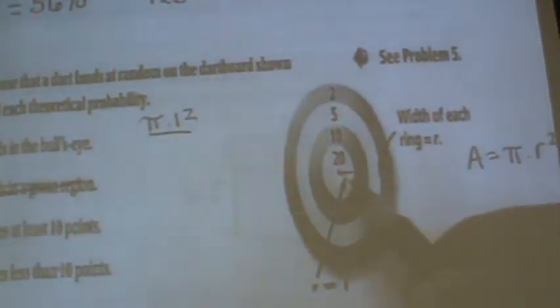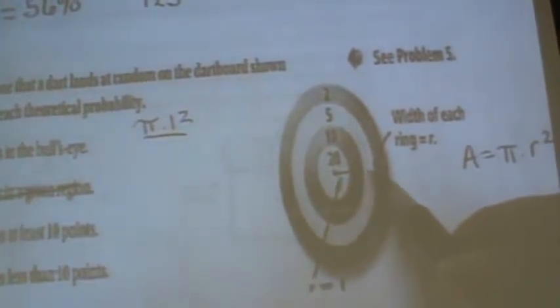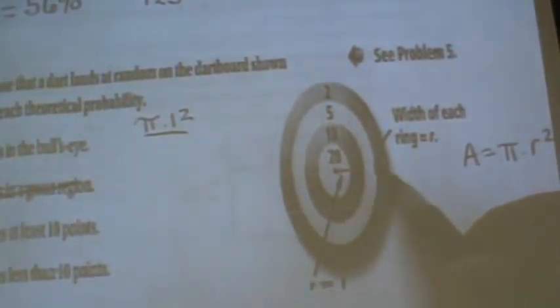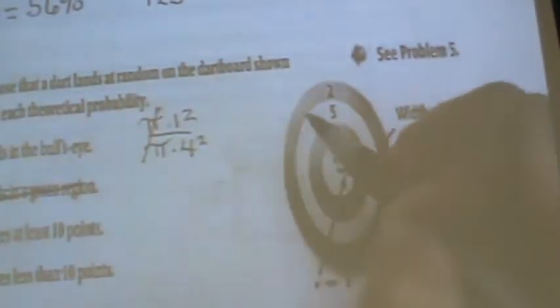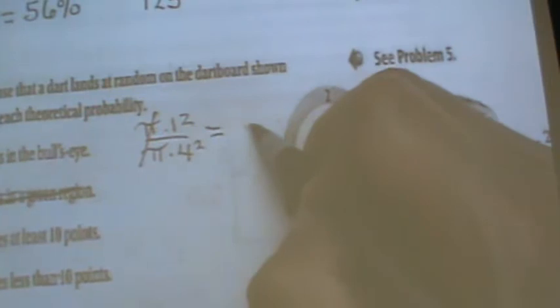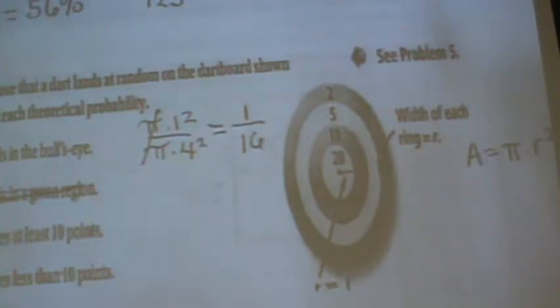What would be the area of the whole circle? Well, if this is 1, and this is 1, and this is 1, and this is 1, what's the radius here? 4. So it'd be pi times 4 squared. What happens to these pi's? They cancel. What's 1 squared? 1. What's 4 squared? 16. So what's the probability? 1/16. Does that make sense?